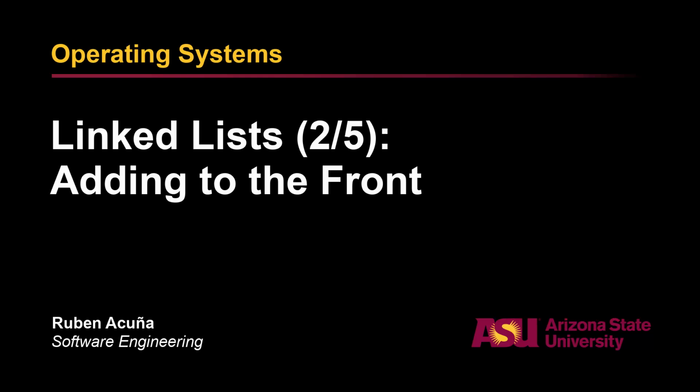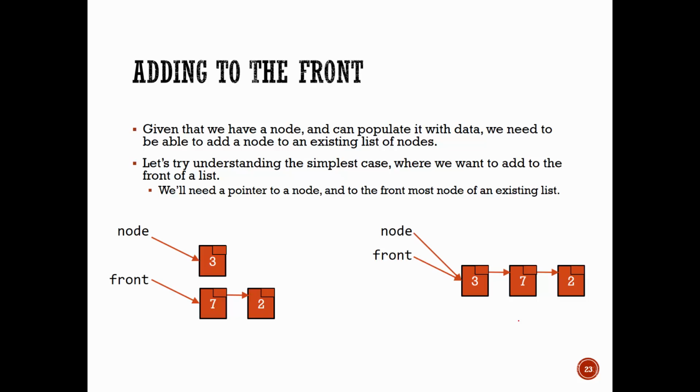Hey folks, in this video we're going to take a look at how we add a node to the front of a linked list. Now in the previous video we discussed implementing a linked list node struct in C, and then we populated it with data and read that data back out. So we know that we now have a working node struct. Our next step is to figure out how we can construct lists from different nodes.